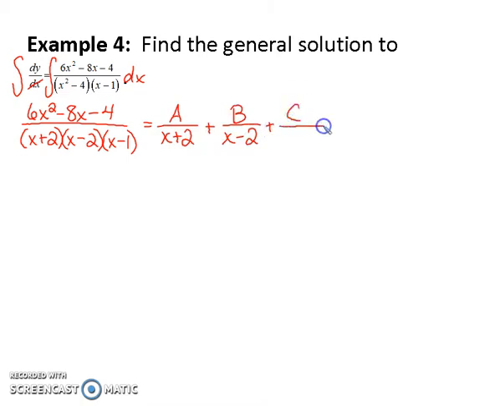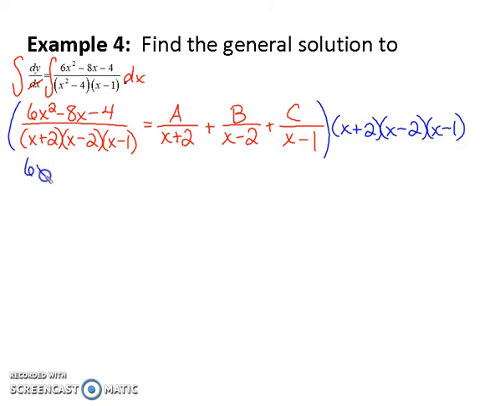Since we have 3 factors, that means we would have 3 linear-based rational functions that we would put together to get it. So that's a fun one, right? But other than the fact that there's 3 of them, my process is not any different. I would want to multiply everything by the least common denominator.